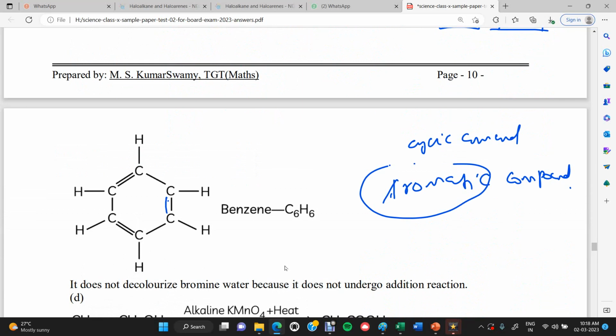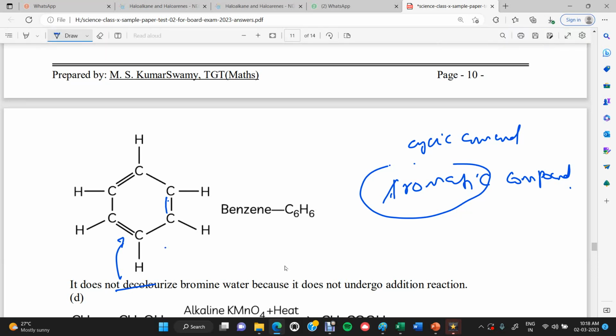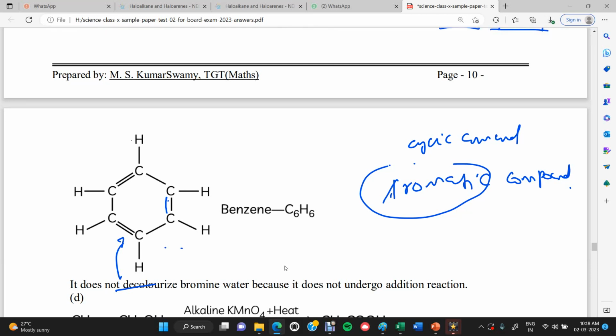And it does not decolorize bromine water, but cyclic compounds will decolorize. This does not decolorize bromine water. Benzene is a special case. We will read it separately. Benzene is an unsaturated compound, but it will not have the property of unsaturation. So benzene will not decolorize. I'll explain later.